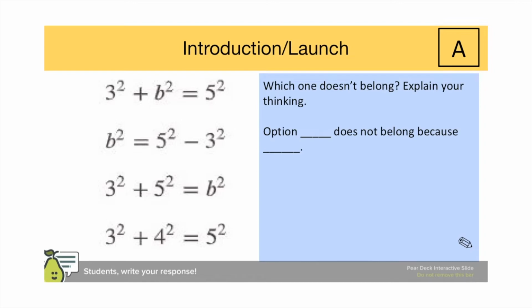To synthesize the activity, you can ask your students to share one reason why a particular equation doesn't belong and record it and display the responses for all students to see. After each response, you can ask the class if they agree or disagree. Since there is no single correct answer to the question of which one does not belong, attend to the students' explanations and ensure that the reasons given make sense.